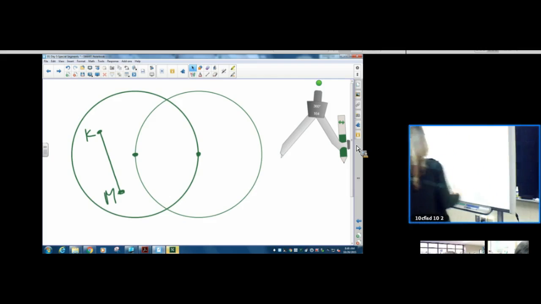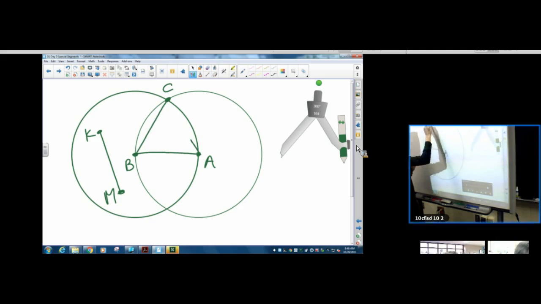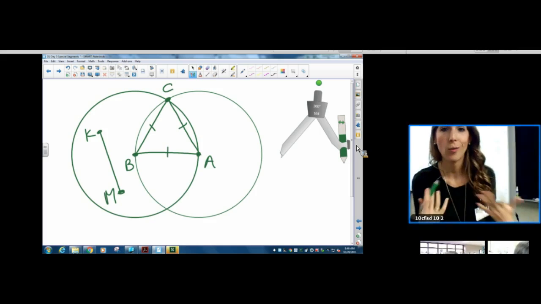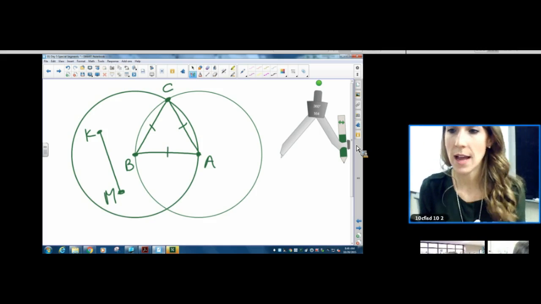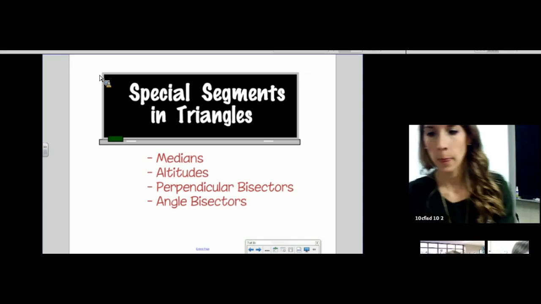I have my original point. I'll just call it A. I have my point where my needle was the second time, and then I have the point of intersection. This is a radius, and a radius. They're all going to be congruent if they're all radii of congruent circles. So that's how you construct an equilateral triangle, the way the textbook shows it.